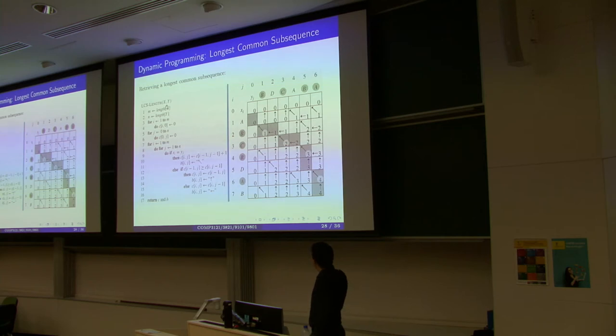Is that fine? So once you have this information, for example, 7, 6 is pointing to 6, 6, then you can simply trace your way and find the string as well.